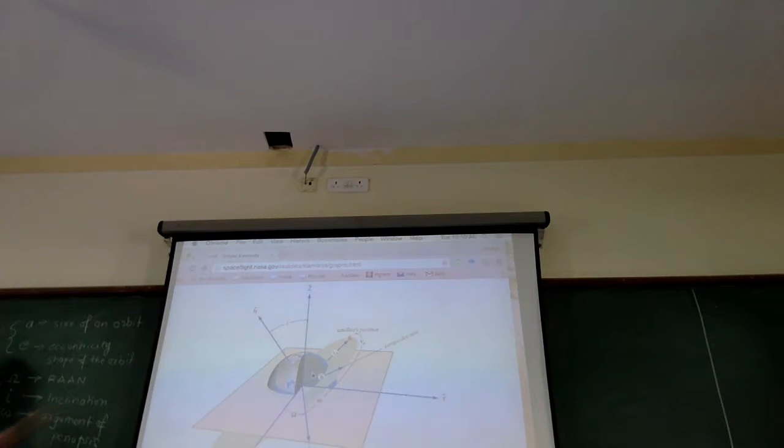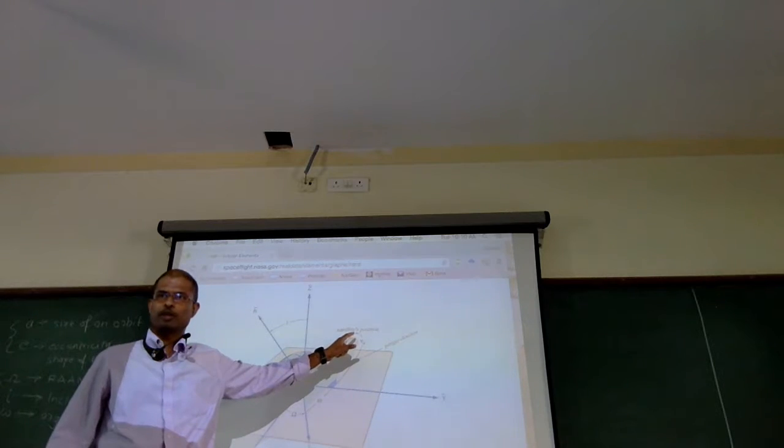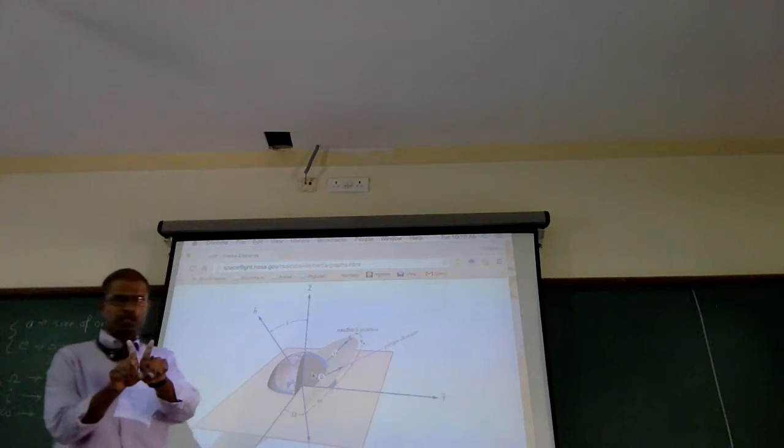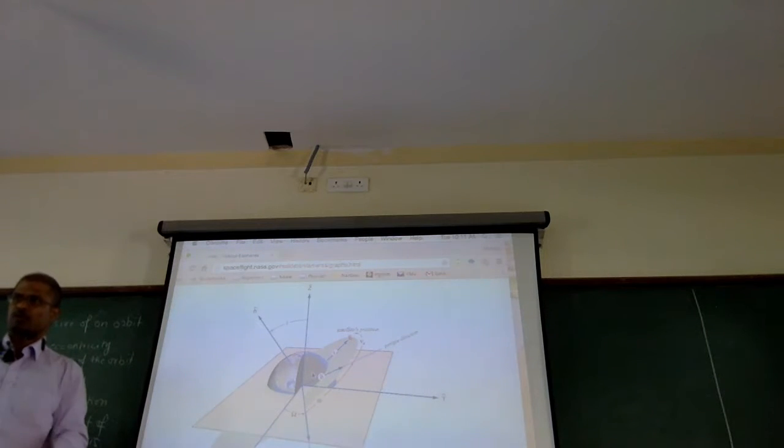This is the inclination. And finally, we have the position given by theta, which is the true anomaly. True anomaly, as we have already discussed, is the angle between the periapsis direction and the line joining the center and the position of the orbiting body. Clear?